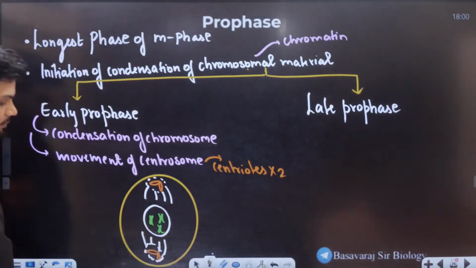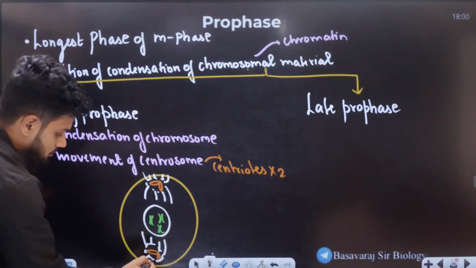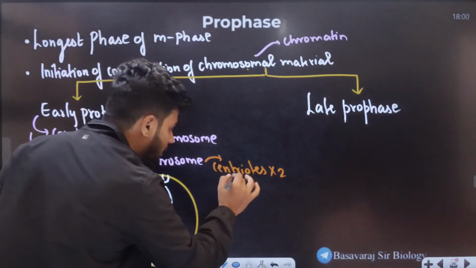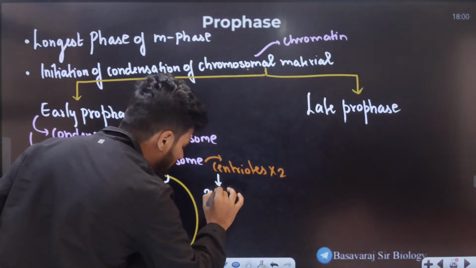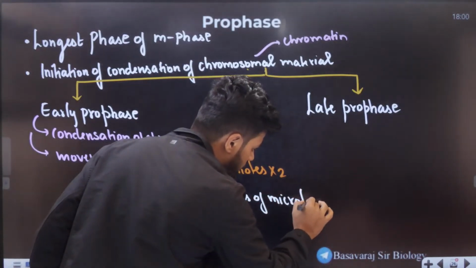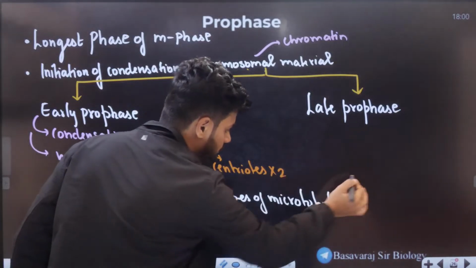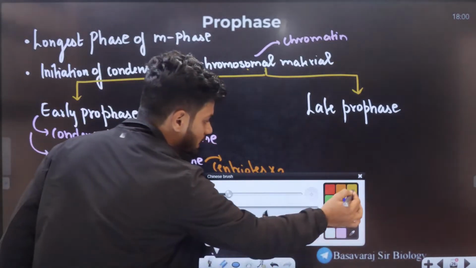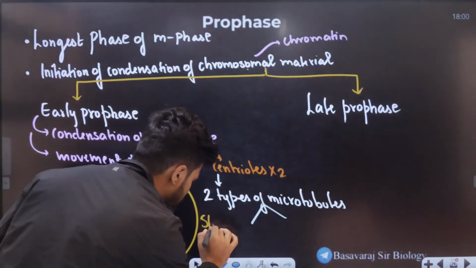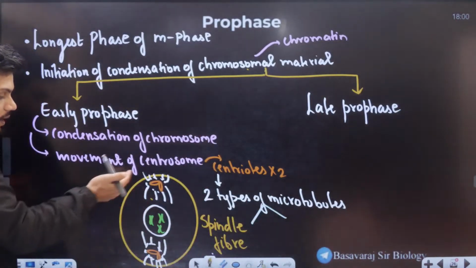Spindle fiber formation is here. On the back side also there is spindle fiber formation, front side and back side. Now understand, these centrioles are producing two types of microtubules. The first type is this one right here, which is on the front. That is called spindle fiber.